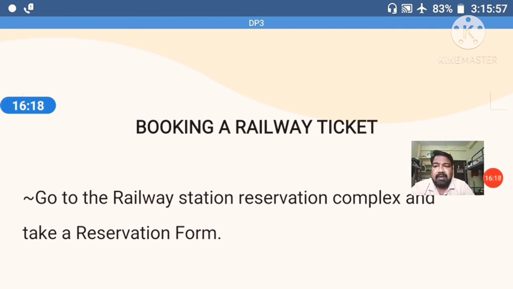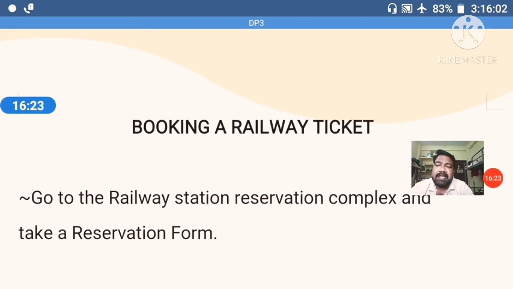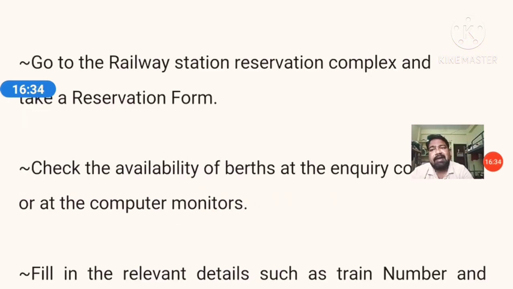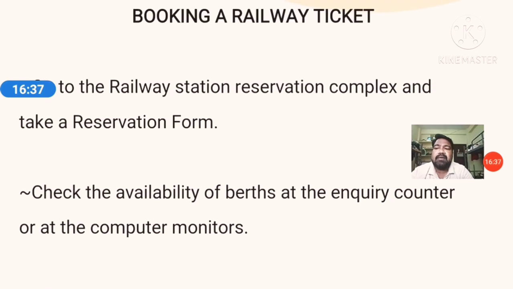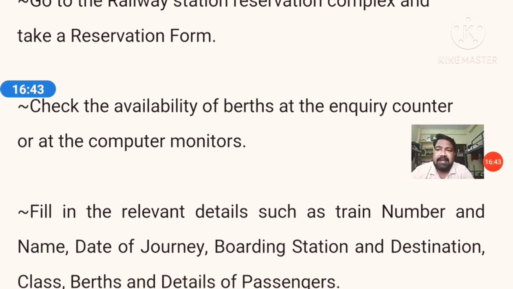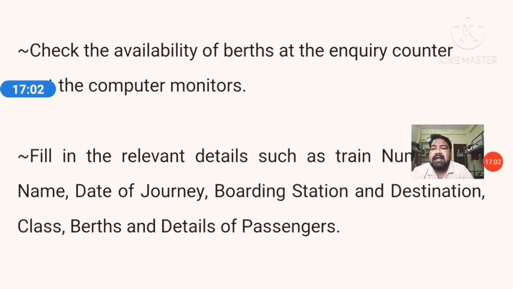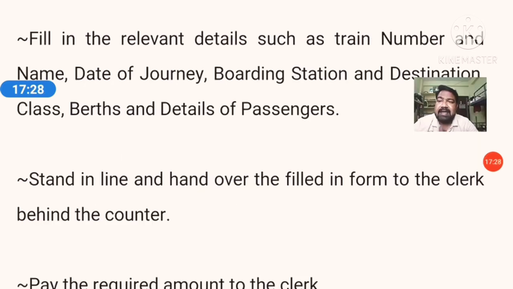Okay. Now how will you start? Go to the railway station reservation complex and take a reservation form. Then check the availability of berths at the inquiry counter or the computer monitors. Then fill in the relevant details such as train number and name, date of journey, boarding station and destination, class, berths and details of the passengers. Then stand in the line and hand over the filled-in form to the clerk behind the counter. Behind the counter means you have to stand in the queue and give the filled form to the clerk.